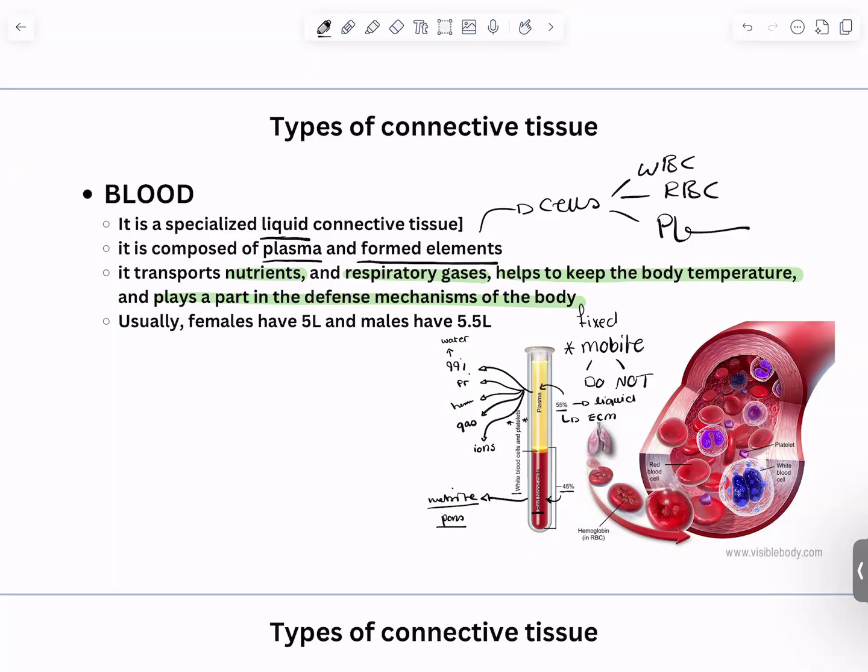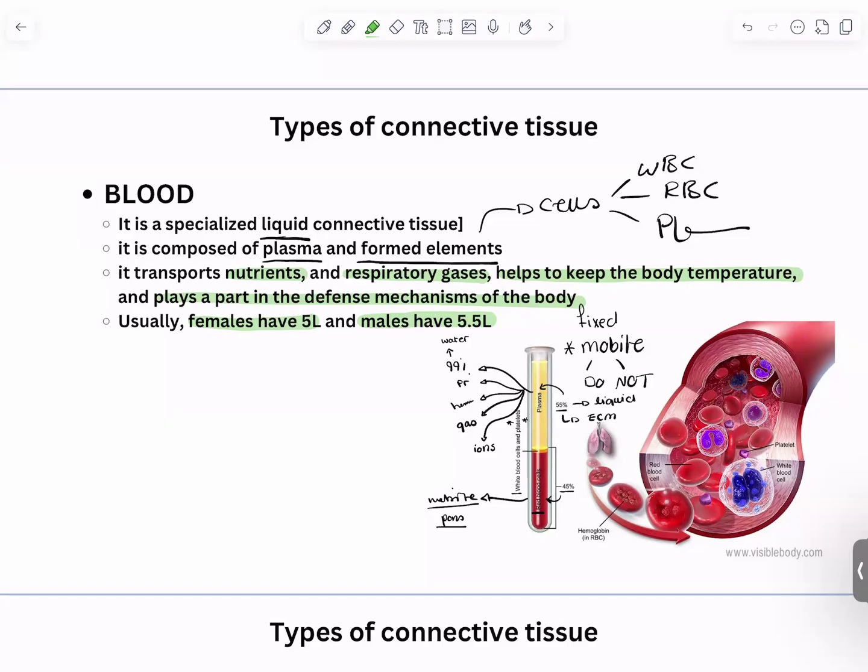And one more thing, the last line, I want to mention that the female body has about 5 liters. The male body is about 5.5. And last year, I had a student who just came saying that all males have 5.5. The answer is no, it's the average. It depends on the body size, it depends on the age, it depends on the rate of forming the cells and the blood, it depends on the activity.